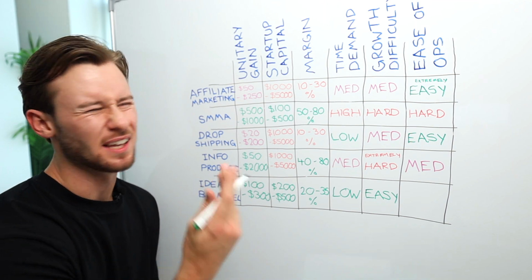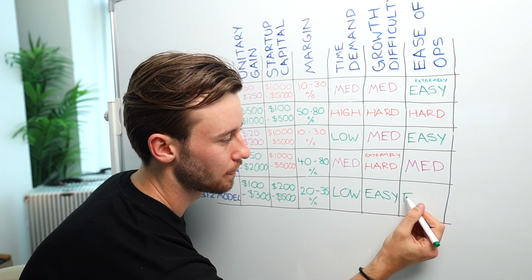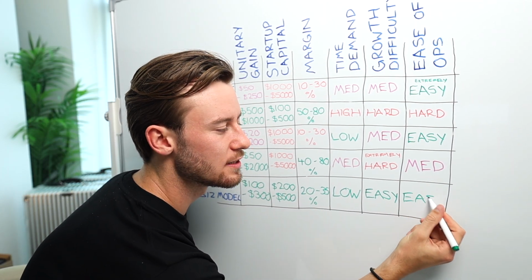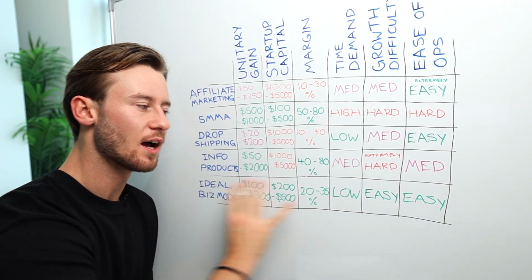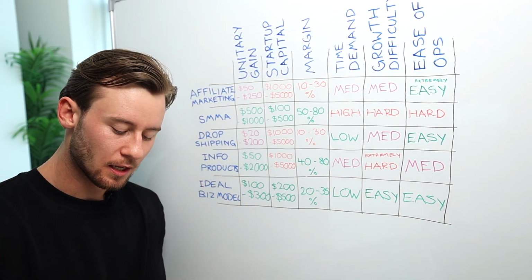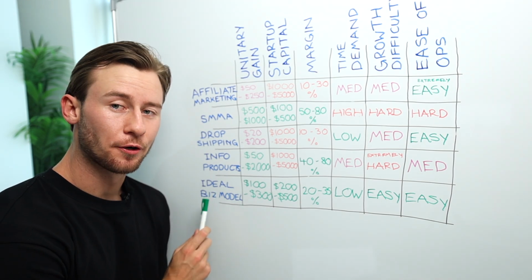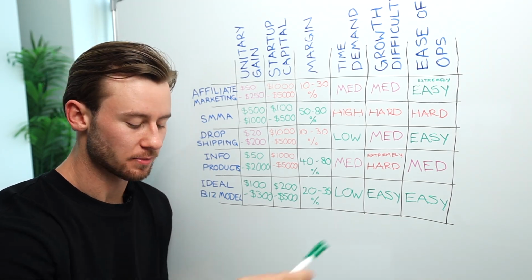And last thing, ease of ops. I think you can see where we're going with this. Green marker in hand. I want it to be easy to run. I didn't come here to have this ideal business model and then for it to be the most difficult thing ever. So let's go through that ideal business model again from start to finish.